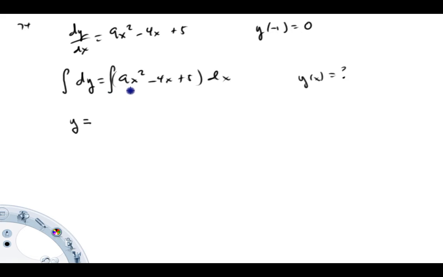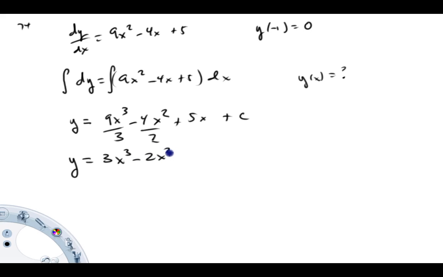So as we go through here, I'm going to just integrate this term by term. The antiderivative of 9x squared is going to be 9x to the third over 3. That's power rule. Minus 4, the antiderivative of x is x squared over 2. And then the last term, the antiderivative of 5 dx here is 5x. And here's where I'll go ahead and tack on our constant. I'm going to clean this up a little bit and write this 3x to the third minus 2x squared plus 5x plus c.